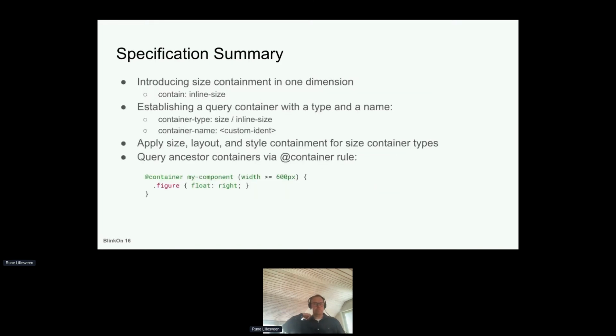So to summarize what we needed to do spec-wise, we had to introduce a containment-inline-size in order to cover all useful use cases. We have introduced the two properties, container type and container name, to establish a query container. We apply size, layout, and style containment, or inline size containment for these container elements. And we introduce an at rule that you can use to query containers.